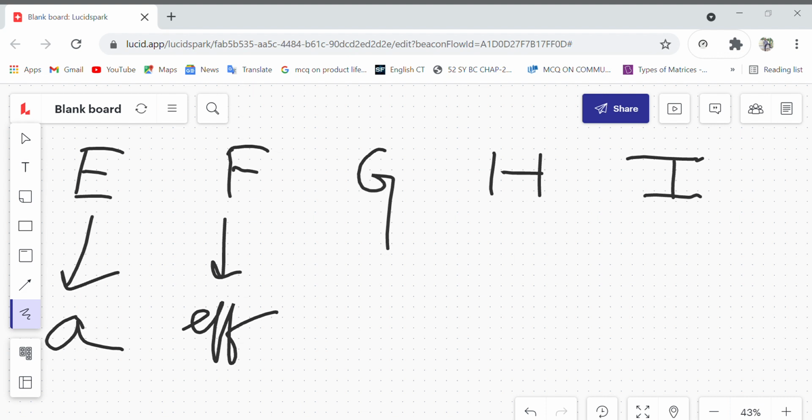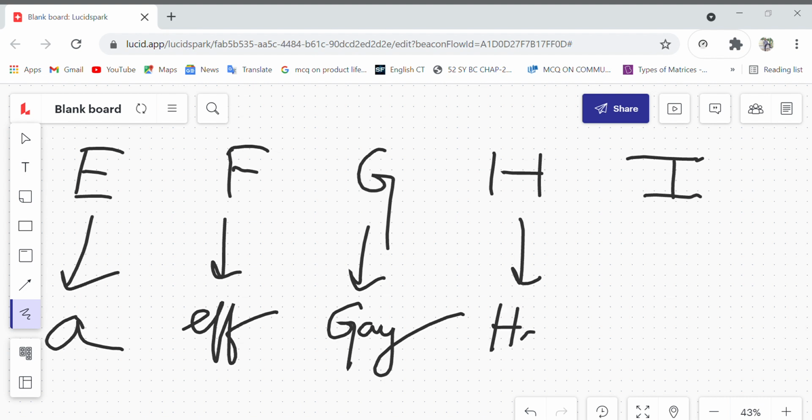Means you put more pressure on F. Eff. And for G it is gay, and for H it is ha, and for I it is ee. Spelling it is EEH.